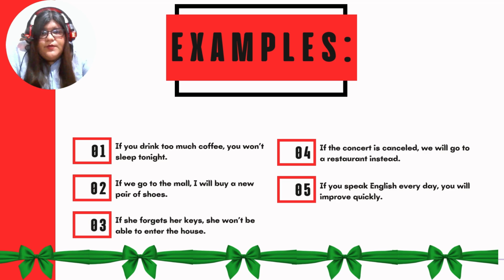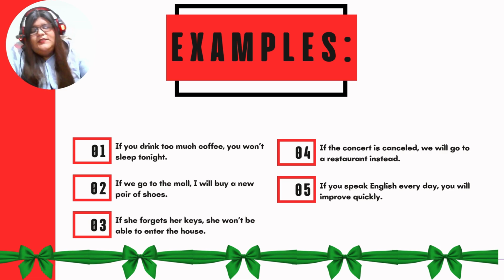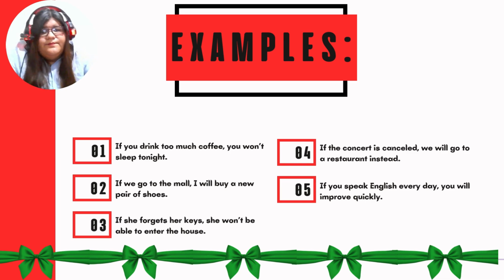If you drink too much coffee, you won't sleep tonight. If we go to the mall, I will buy a new pair of shoes. If she forgets her keys, she won't be able to enter the house. These examples are like general life facts, right? If we don't do something, one consequence will come next.